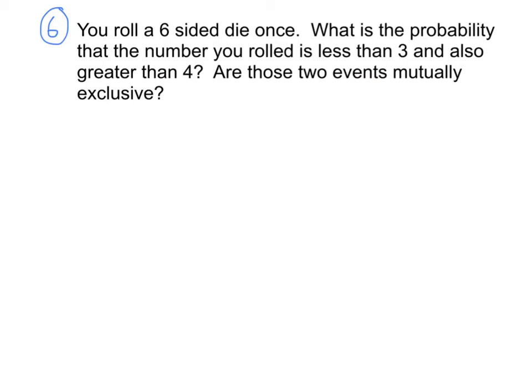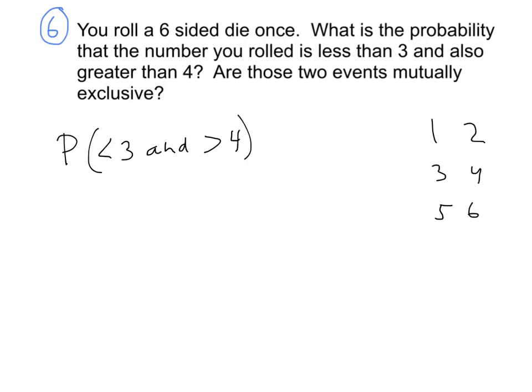All right, you're going to pause and think about this one. All right, see how you did. Same 6-sided die. We're trying to see what's the probability that the number you got is less than 3 and also greater than 4. Are those two events mutually exclusive?